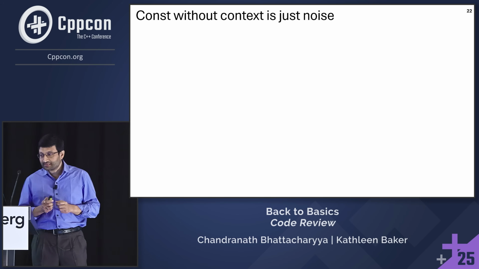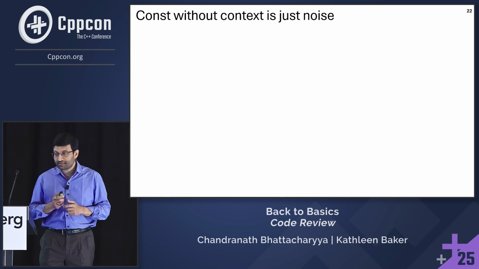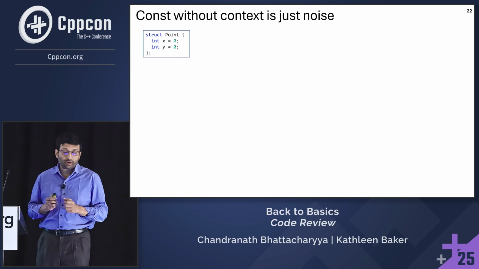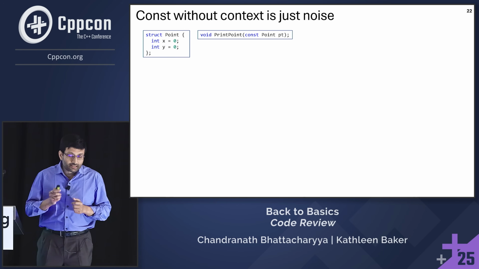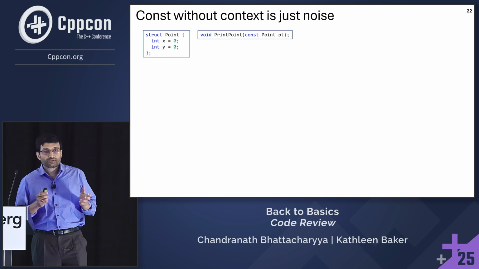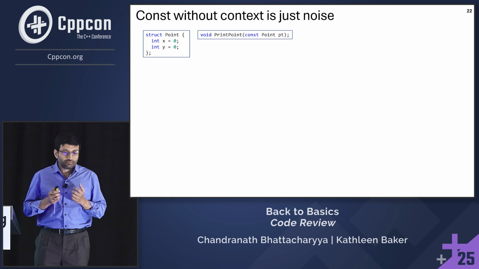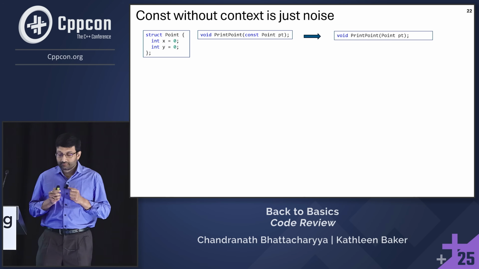Moving on to the next example. Const without context is just noise. So for that, let's create a simple struct, Point, with x and y, and then create this function, print point, with a const Point. What can be better over here? So suppose I drop the const.